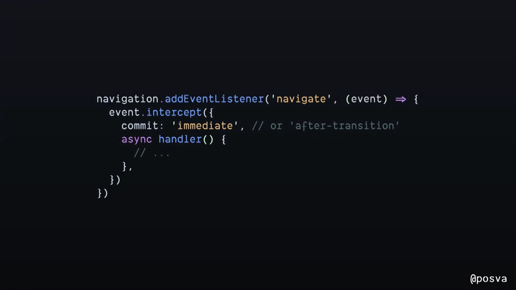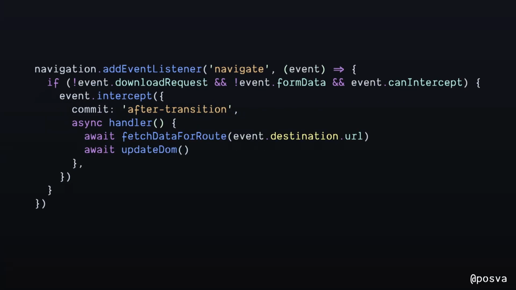So you have this commit option that is not related to Git. It gives you two options: immediate or after transition. Now, transition here is nothing about CSS. It's just that one navigation is going to get called. I mean, when a navigation is intercepted, we are creating a transition because it's going to take time. So we have this state that is in transition. And so this handler can return a promise. This is why it's async. And inside, we can do things like, well, fetching some data, updating the DOM.